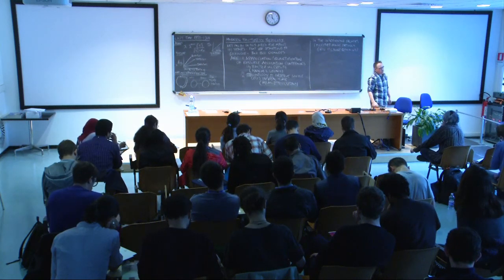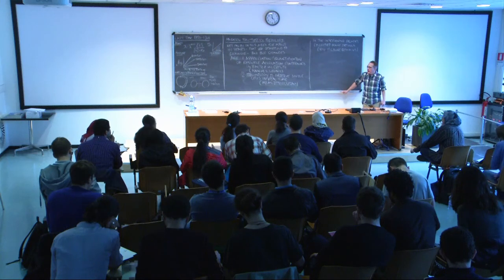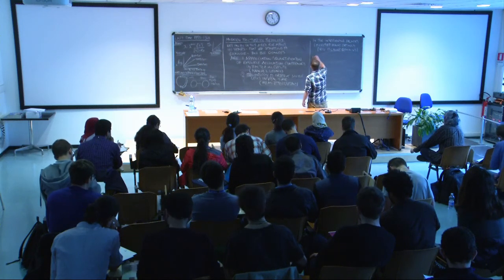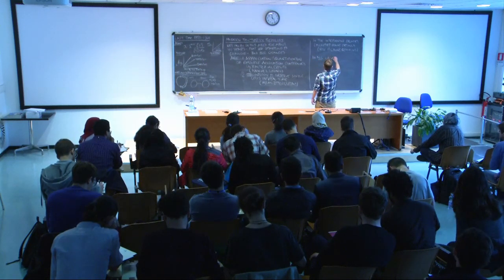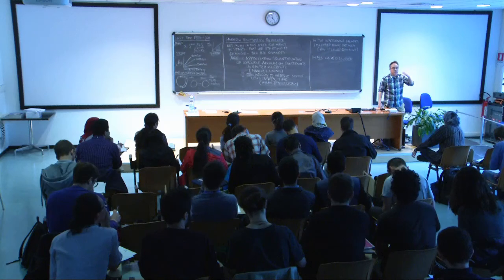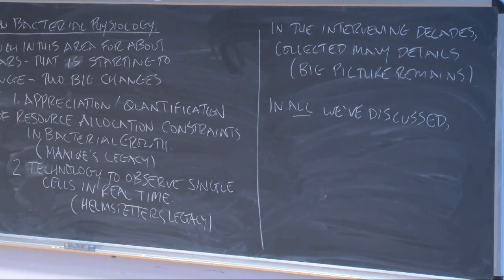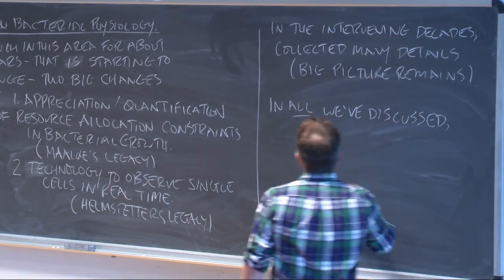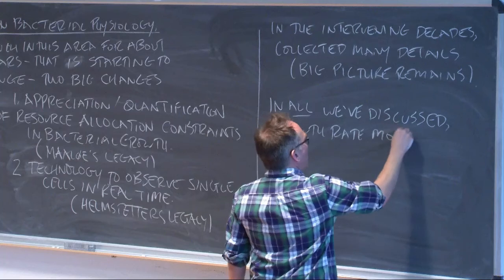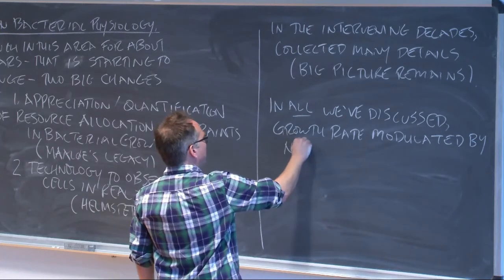All right. And now I want to contrast all of this work with something that we haven't really spoken about. And that is how we change the doubling rate. So in all of what we've talked about, in all we've discussed, the growth rate has been changed or modulated by changing the quality of the growth environment, by changing the sugar source, by giving it different nutrients, whatever it might be. Right? Growth rate modulated by nutrient quality.